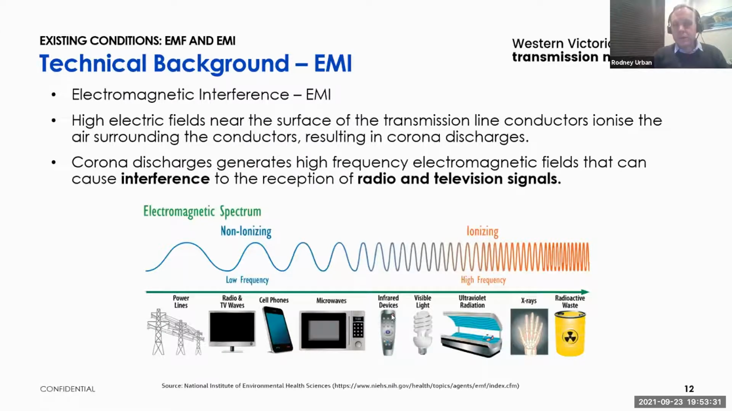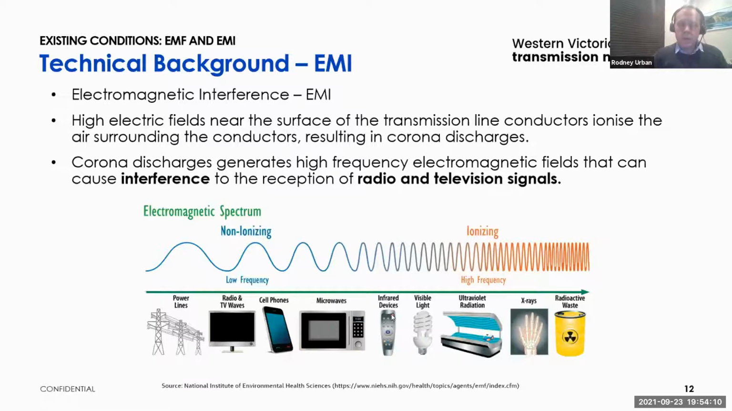Moving on to electromagnetic interference. The fields surrounding the surfaces of the transmission line conductors are extremely high near the surface of the conductors, but much, much lower near ground level, which is where people are exposed to EMFs. They are able to ionize the air immediately surrounding the conductors, and that generates partial discharges, which is a very fast transient effect that generates electromagnetic fields. But these fields are much higher in frequency than what we've been discussing previously.